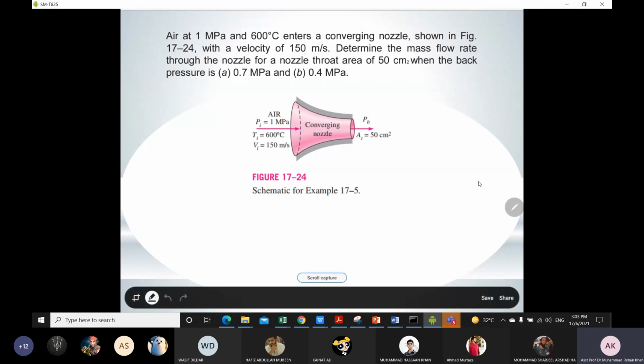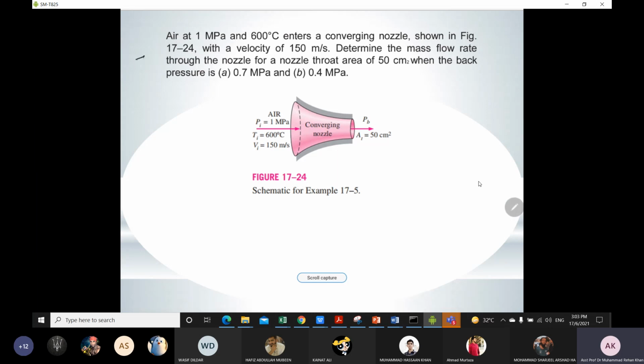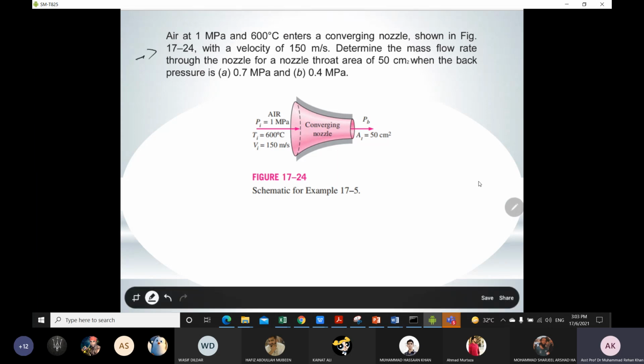Coming towards the next question, which is example 17-5 from your book. You have to read the statement first. Air at 1 megapascal and 600 degrees Celsius enters a converging nozzle that is shown in figure 17-24 with the initial velocity mentioned. You have to determine the mass flow rate through the nozzle for a nozzle throat area of 50 centimeters squared when the back pressure is, part A, 0.7 megapascal and, part B, 0.4 megapascal. So this is the question and the figure is mentioned, so you note down the required data and then we will see how to solve it.